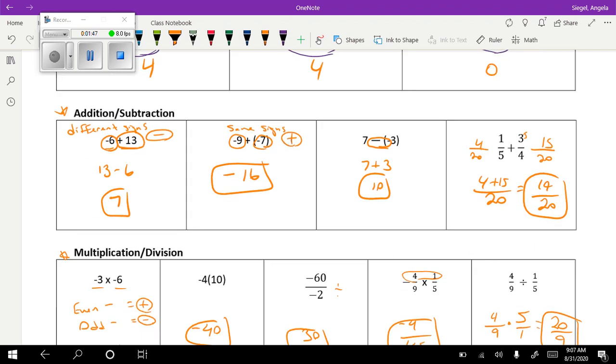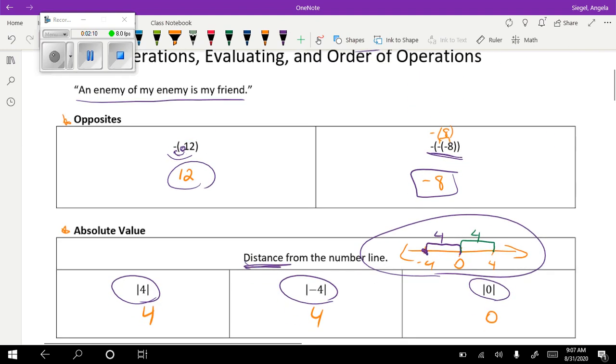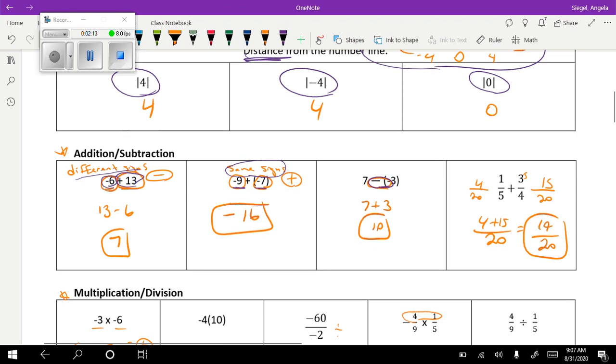Next, we're going to talk about addition and subtraction. When you have different signs, so I'm talking about like a negative 6 and a positive 13, you're going to subtract the two numbers. But if you have the same signs, you're going to add the two numbers. So negative 9, negative 7, you're going to add that 9 and 7 and get 16. This is really the same thing as up here. So we're taking this 3 and we're making it negative, and then the opposite of that is going to be positive.